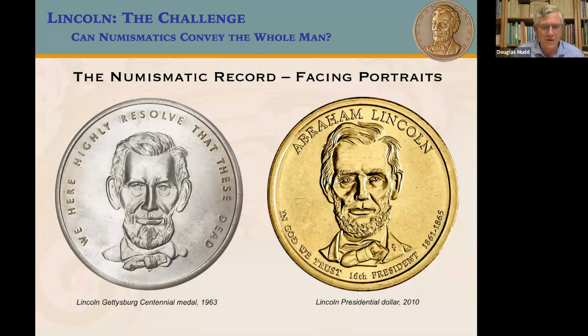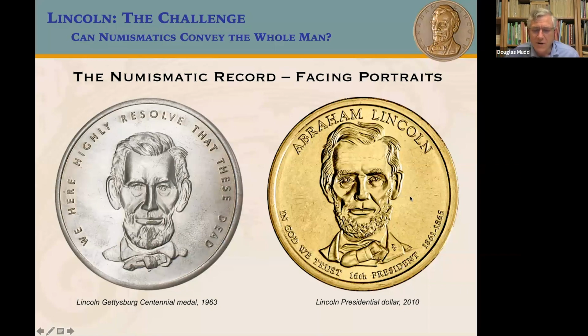The lips look a bit too big. So it's not one of my favorite images. This is what I would call a very poor, quickly done facing portrait of him, even though it's for an important purpose for the centennial of his Gettysburg Address.